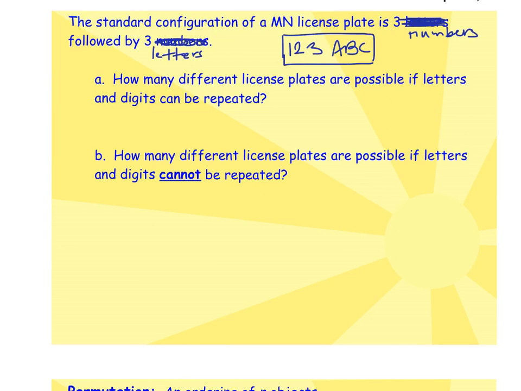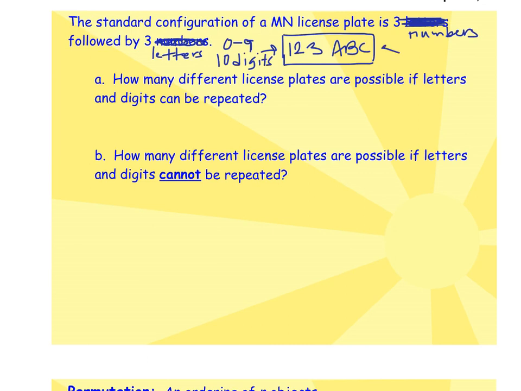It says the standard configuration of a Minnesota license plate is 3 numbers followed by 3 letters. So if we think about all the possible numbers we could put on a license plate, technically each individual digit, you have 10 choices, 0 through 9. So I'm just going to write 0 through 9. There are 10 digits to pick from, 0, 1, 2, 3, 4, 5, 6, 7, 8, or 9.